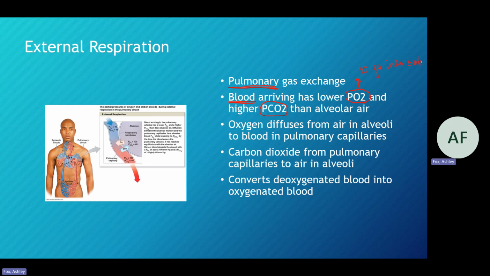So where is it going to move? Higher partial pressure to lower. You want to get rid of carbon dioxide. Well, you want it to go from higher partial pressure to lower. So just think about what you want it to move. You want oxygen into the body, carbon dioxide out of the body. So oxygen is going to move from the air, which has a higher partial pressure, to the blood, which has a lower partial pressure.